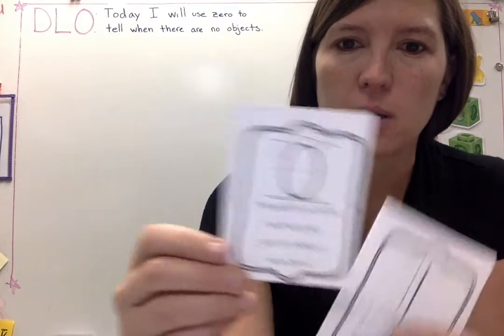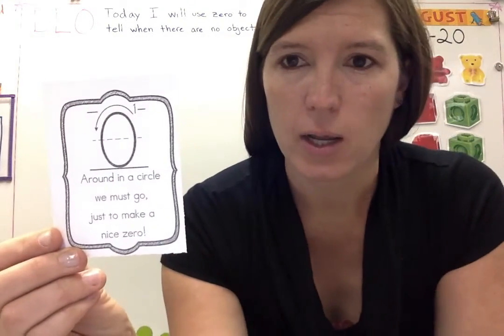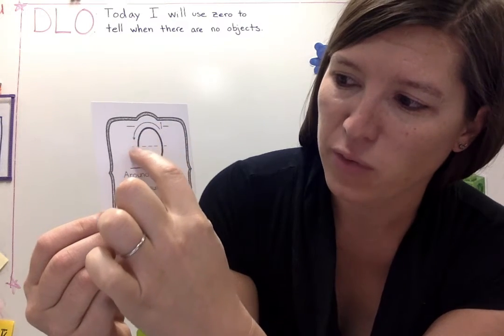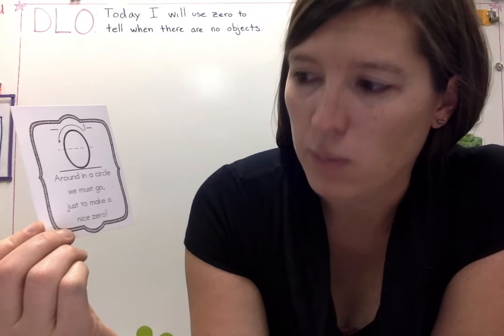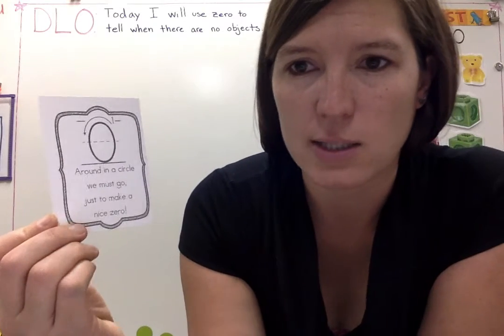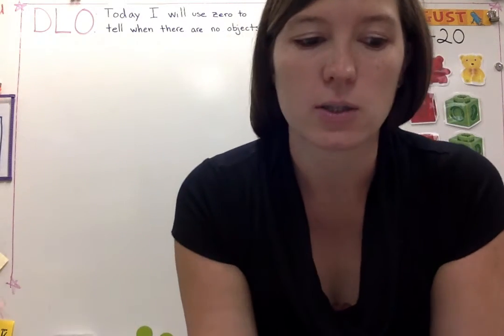This is the number 0. We were just talking about it. You start at the sky and you write left, down, up. And the poem is, around in a circle we must go just to make a nice 0. It rhymes. Let's do the next one.